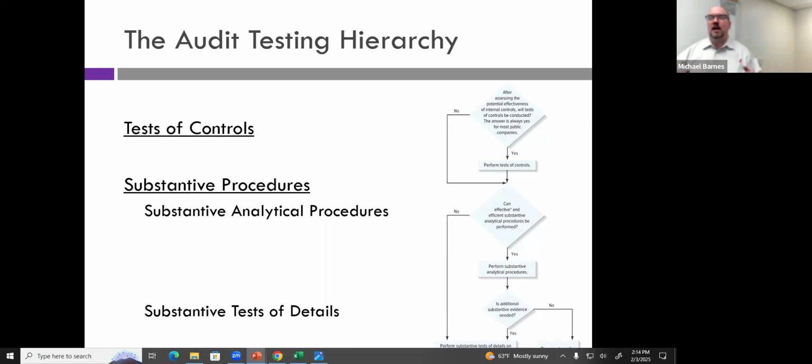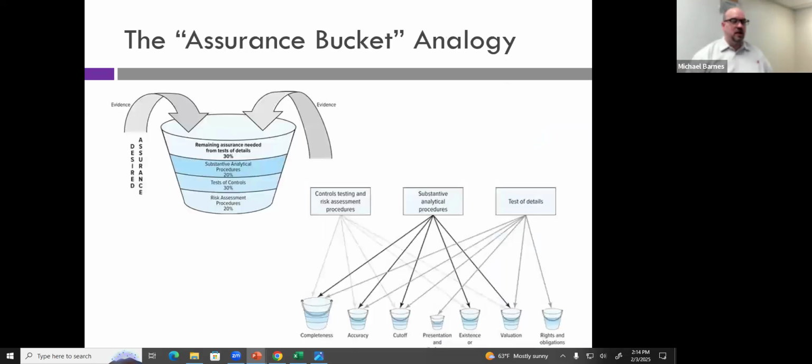Now, the book has an example of this: the assurance bucket analogy. When you're in a phase of the audit, you're pouring some sort of assurance fluid into a bucket, and how much assurance you get in at different phases determines how much more you have to collect in other phases. So if you gain a little bit during risk assessment and a little more during tests of controls, then the remaining has to come from substantive procedures and the tests of details you perform.